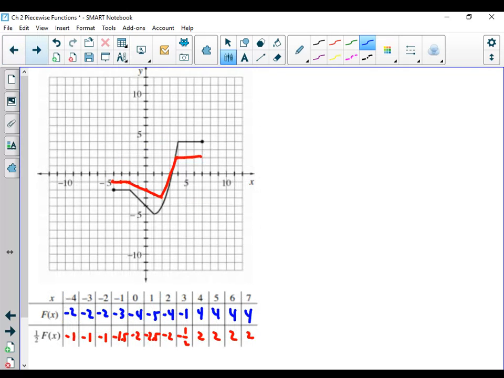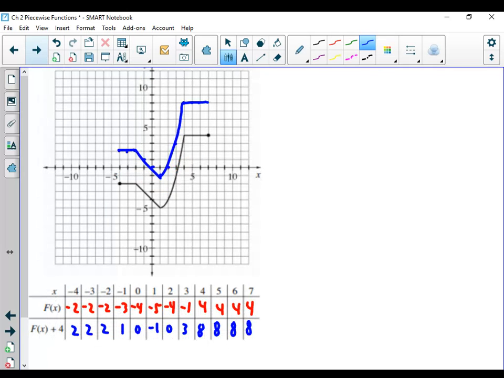The second one, where they said half of f of x, what would we expect to happen if I have a half out in front? Stretch or compress? Compress. Did it? Did we take the original and compress it? Yeah. Okay, so we got the same thing we always have for every other function. The third one's got f of x and then plus 4. So what would we expect to happen if we add 4 to it? Move it up 4. Did that happen? Yeah. So everything that's happened on every other function happened with the piecewise function.